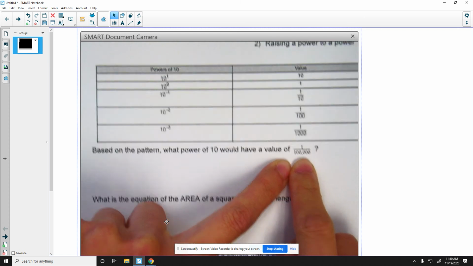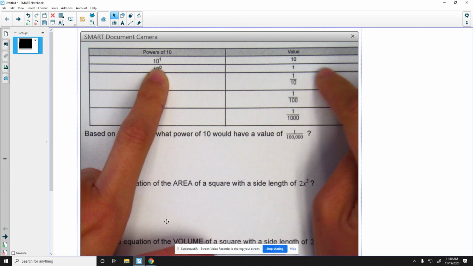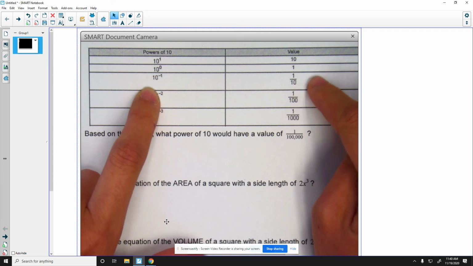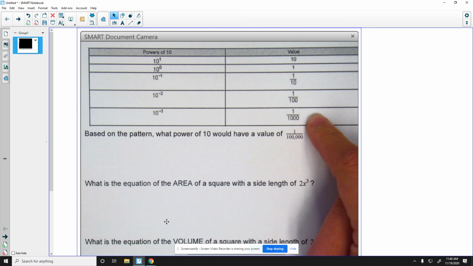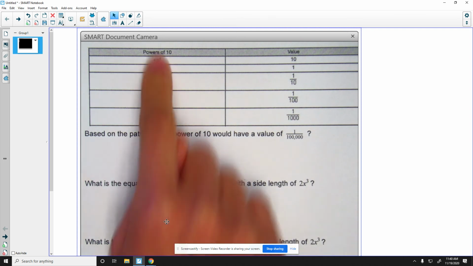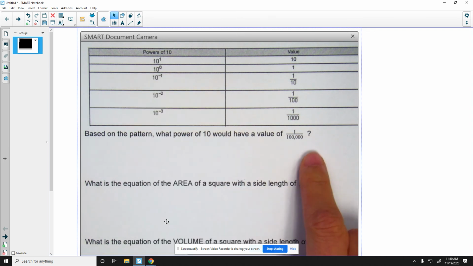So the first one says, based on this pattern, what power of 10 would have a value of 1 over 100,000? So maybe take a look at the pattern. 10 to the 1 is 10. 10 to the 0 is 1. 10 to the negative 1 is 1/10, then 1/100th, then 1/1000th. Does anyone think they know, like 10 to the what would give me 1 over 100,000?